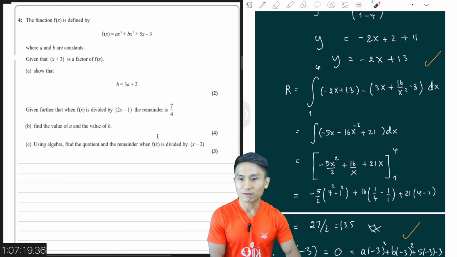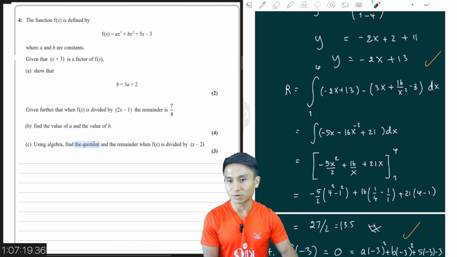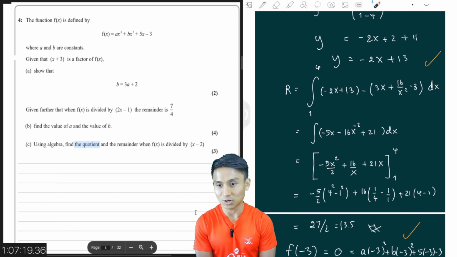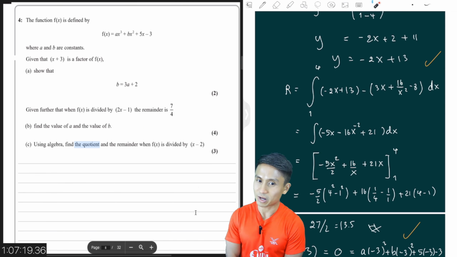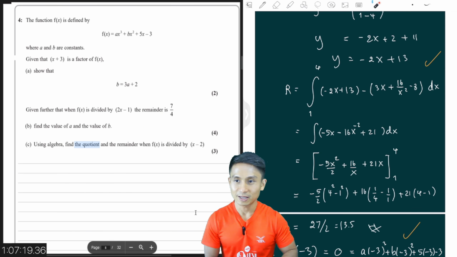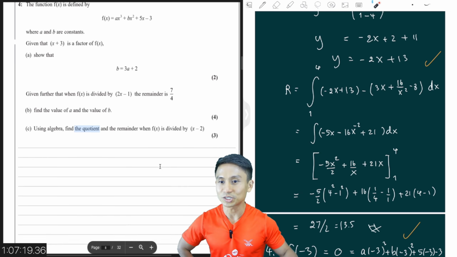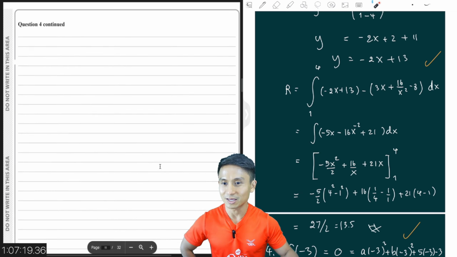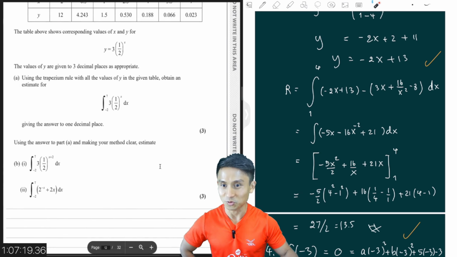Just be careful. I almost made a mistake here. I thought it only asked for the remainder, but it also asked for the quotient. So that might be where things can go south for some students. So be careful there. Just read the question thoroughly. Ironically, I didn't read this question thoroughly.